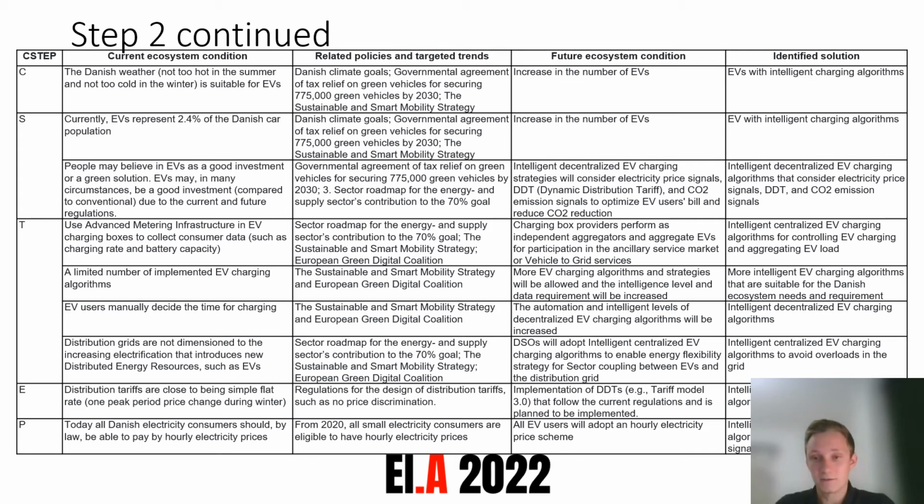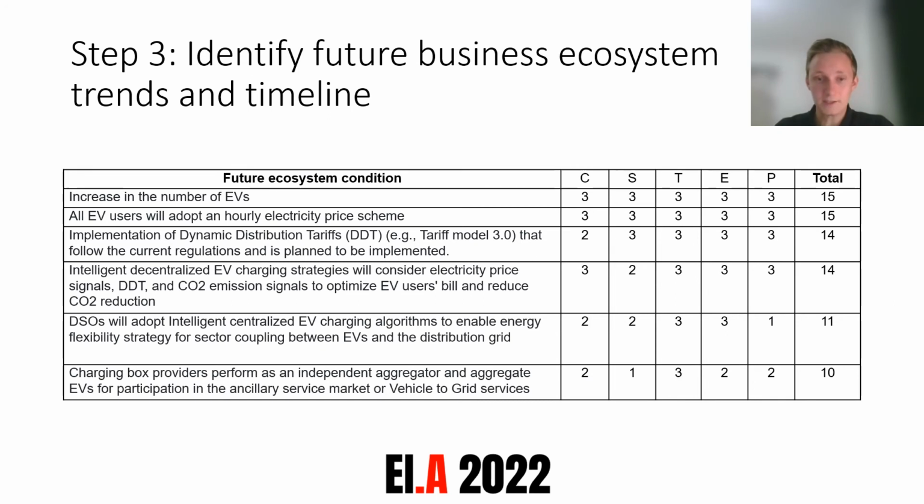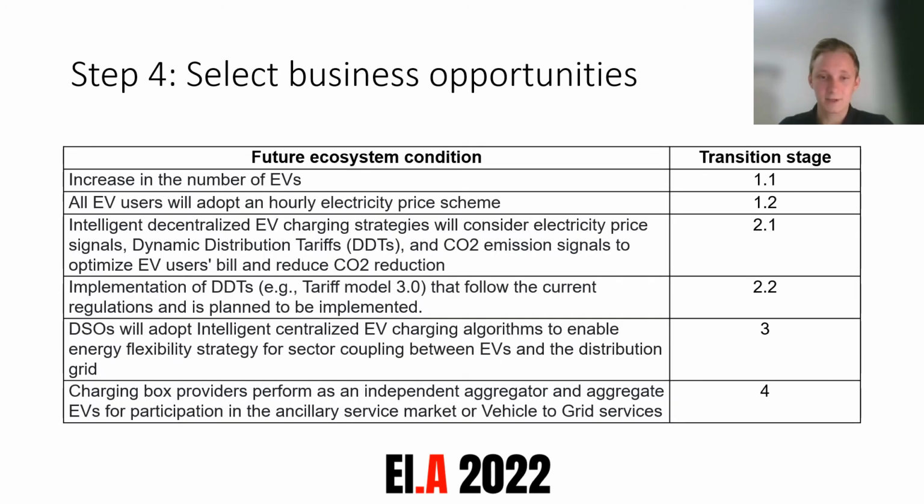From literature we identify what problems could occur from this. The DSO would most likely experience grid overload with too many EVs. What we find is that intelligent charging algorithms can help with this. Then, based on the scoring criteria from before, we can score the different conditions, and we can get this timeline of the transition stages.